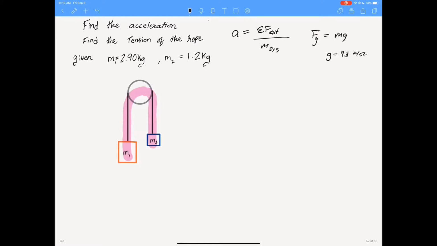Tension is not an external force, so it's not causing the acceleration. So what is causing the acceleration? Let's look at the external forces. We have gravity pulling down on the first box, which we'll call Fg1, and then gravity pulling down on the second box, which we'll call Fg2.